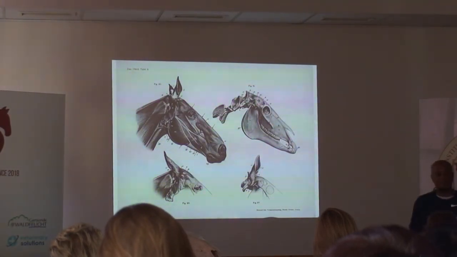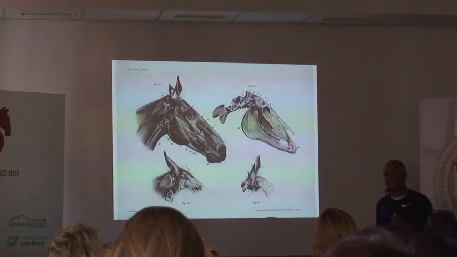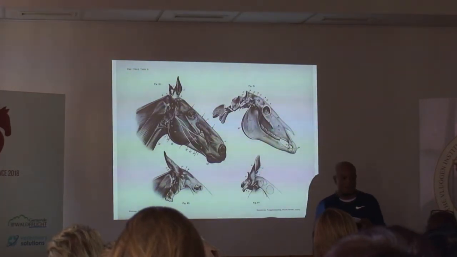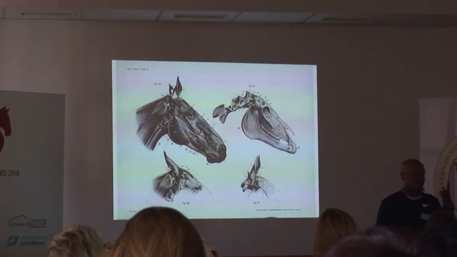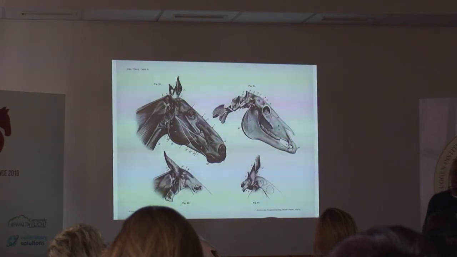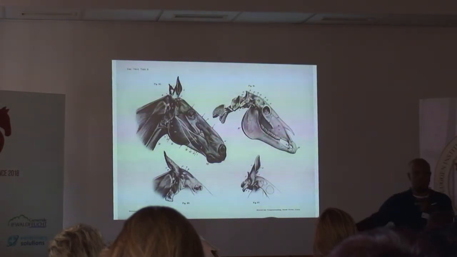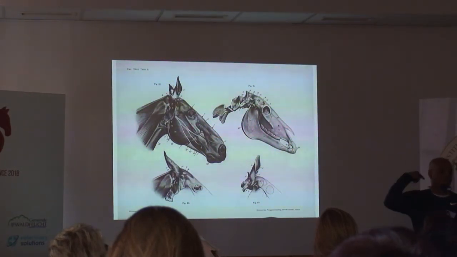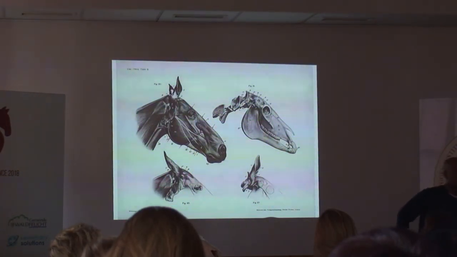We have three sets of limbs, not two. All mammals have three sets of limbs, not two sets of limbs. A limb is composed of three parts: a long bone, a bridge, and a flat bone. So, long bone, bridge, flat bone is the scapula. Long bone, flat bone, ischium, and then bridge is the ischium.